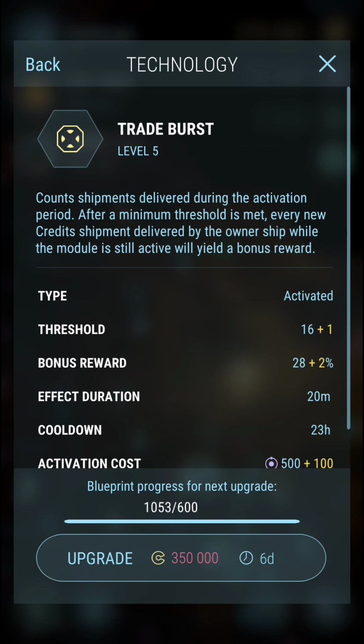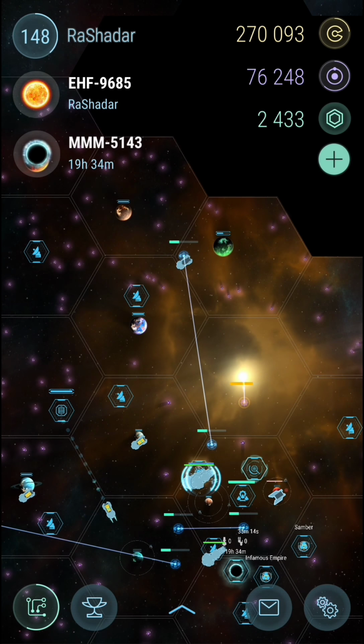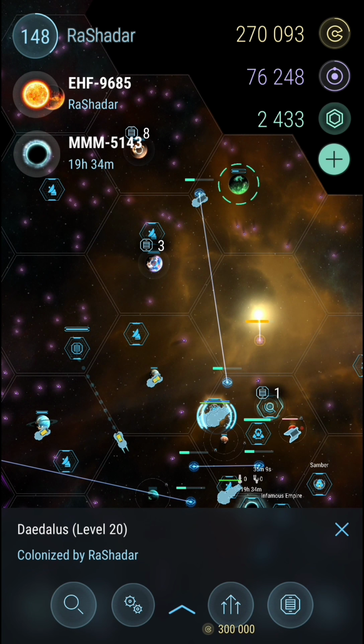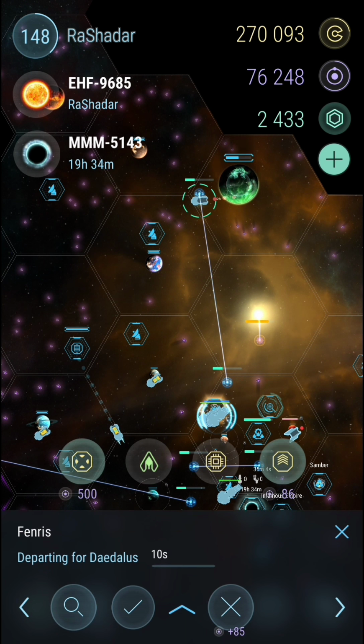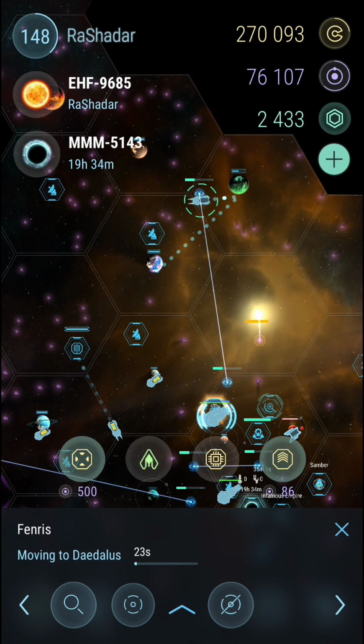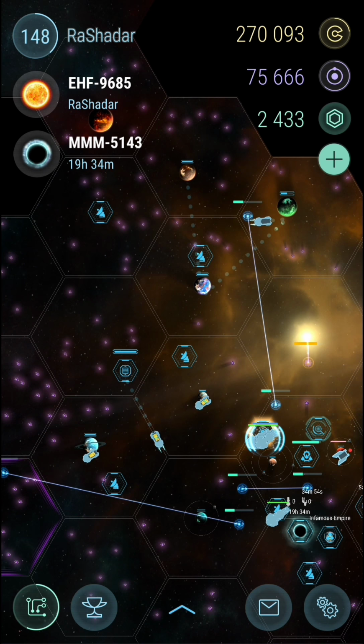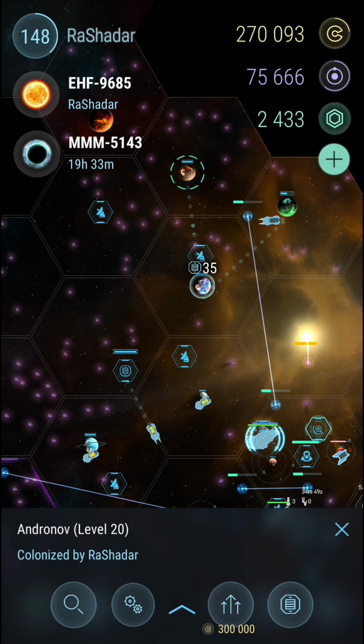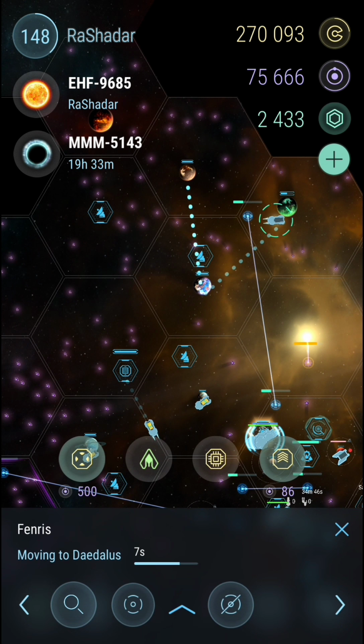So trade burst has a burn-in threshold, so it doesn't activate until you deliver 16 shipments. My transports hold 13. So if this planet has 3 that go to here, then I can pick them up. Boom, boom. So that'll be my first 3, and then it'll pick up 13 more to here, and that'll be my perfect 16 burn-in.